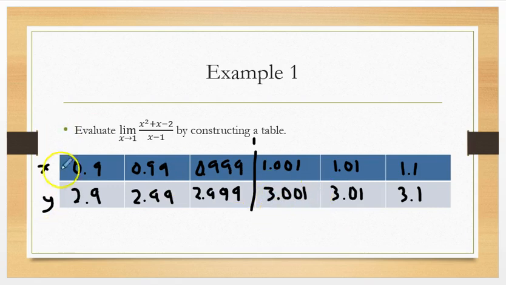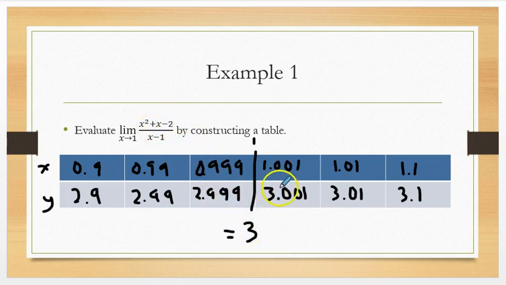So now that I have my whole table filled in, this is nice. What I can do is try to make a prediction about what y should equal when x equals 1. Remember, I can't plug it in directly because that would be undefined, but it looks like these numbers are getting really close to 3 as I get closer and closer from the left. And on the other side, as I get closer and closer from the right-hand side of the number line, it looks like I'm getting closer and closer to 3. So since these numbers both seem to be approaching 3, I'm going to say that the limit as x approaches 1 of x squared plus x minus 2 over x minus 1 is equal to 3. That is the answer to this original statement.